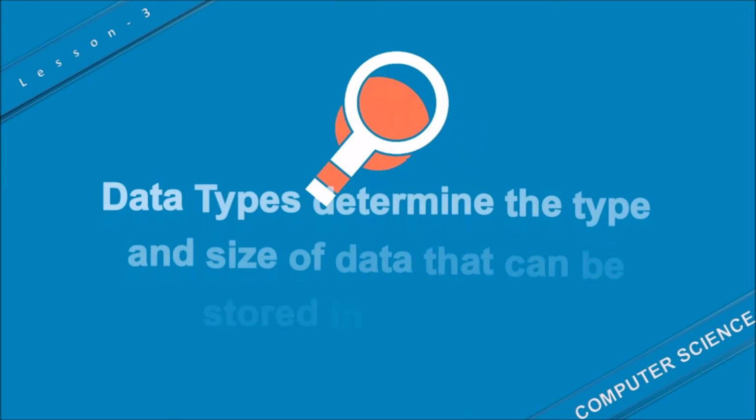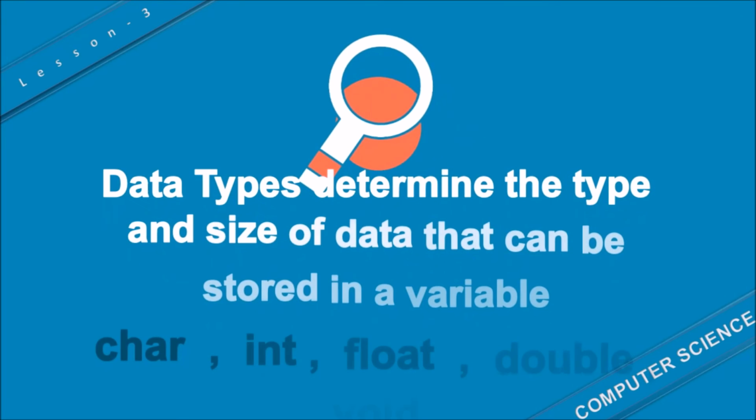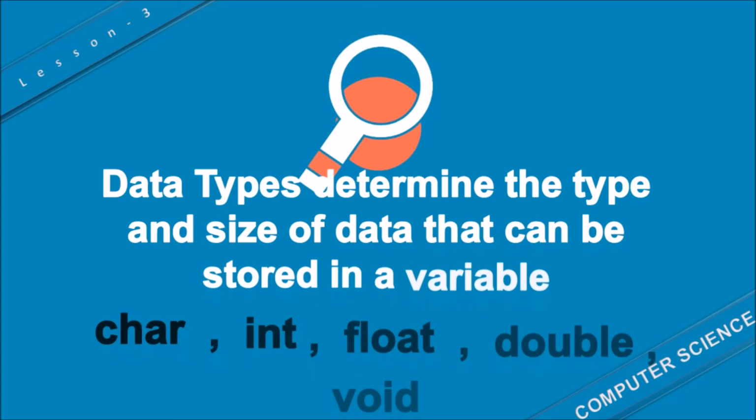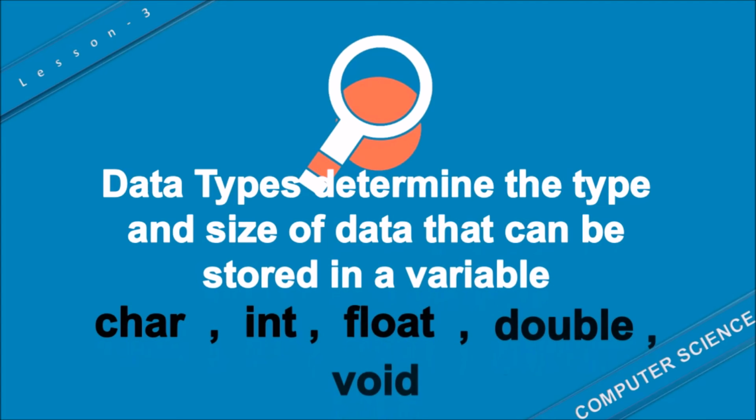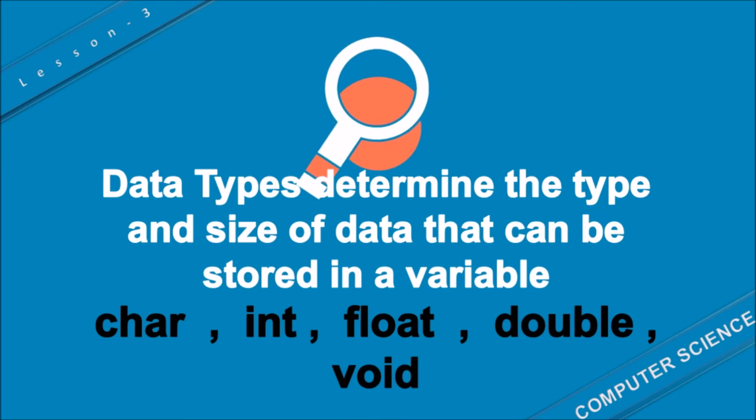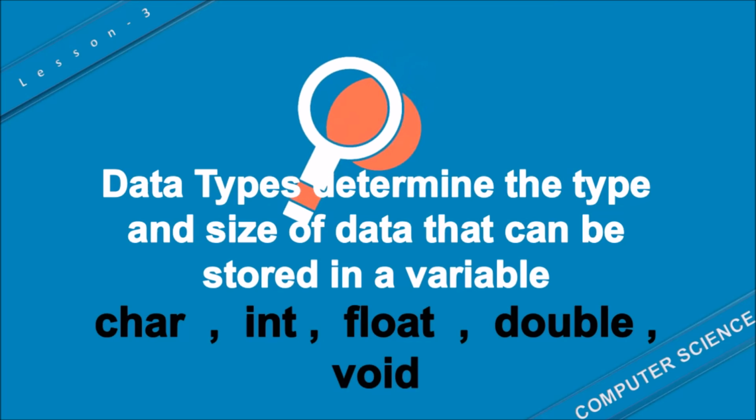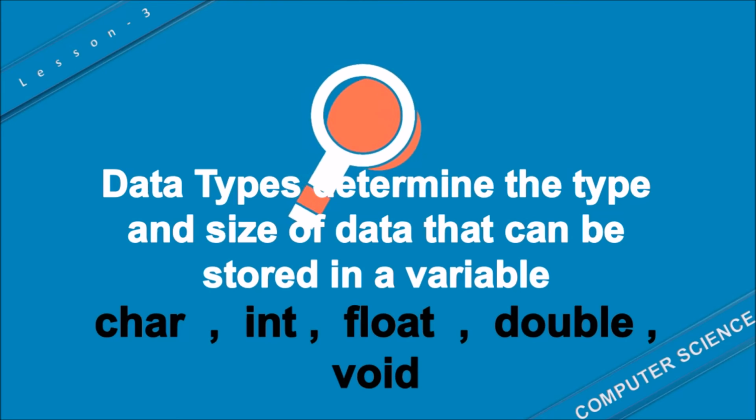And at last, we did data types, which determine the type and size of data that can be stored in a variable. We learned about some built-in data types like char, int, float, double, and also the special data type void, which is used as a function return type.